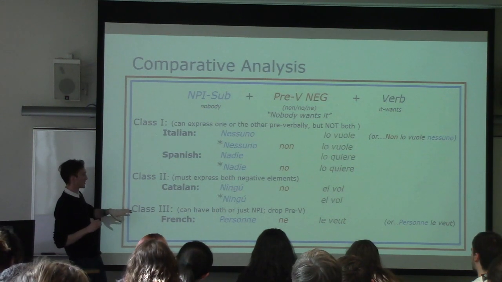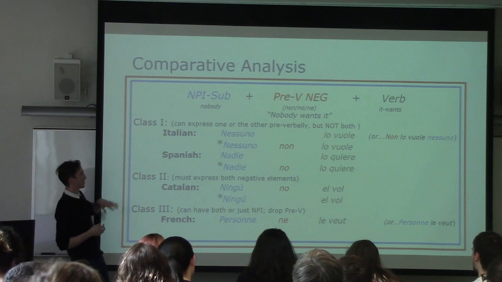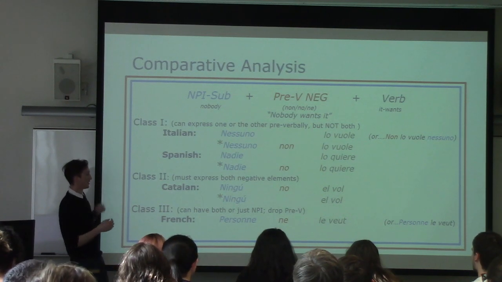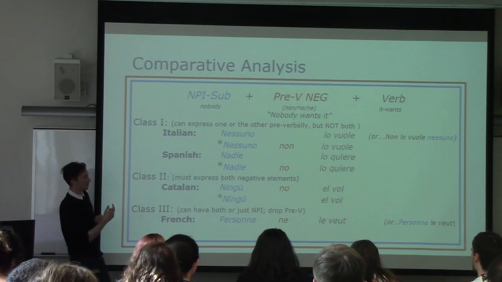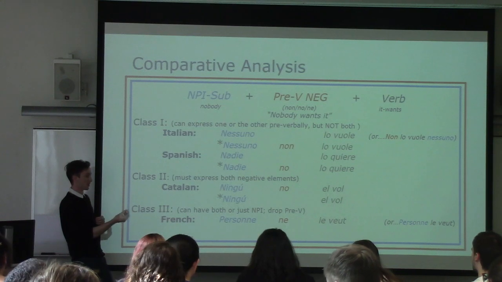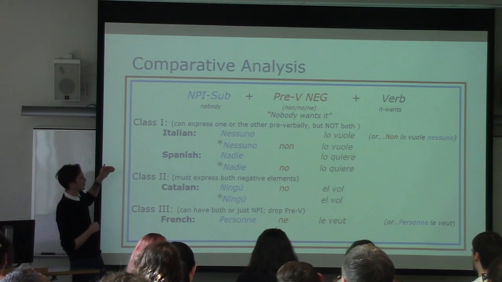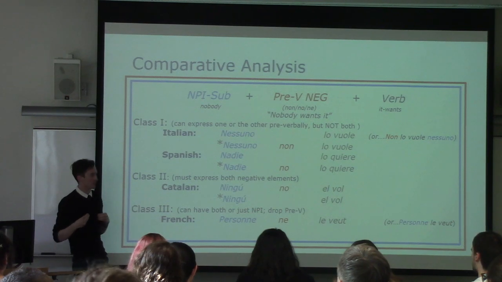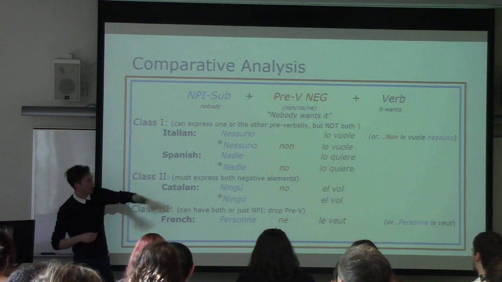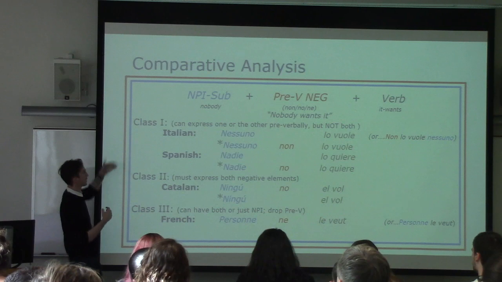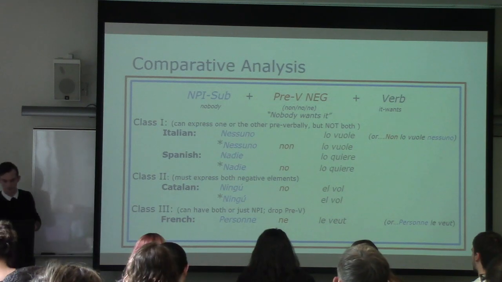Interestingly, class 3, French, can pattern like both class 2 and class 1, in that it can express both the negative polarity item and the preverbal negation marker, personne ne, like Catalan, or it can pattern like class 1 and omit the preverbal negation marker, as seen on the bottom right in personne le veut. That pattern's like class 1.